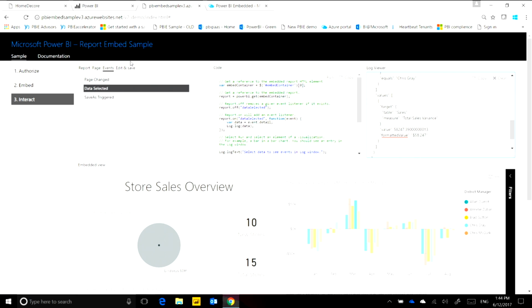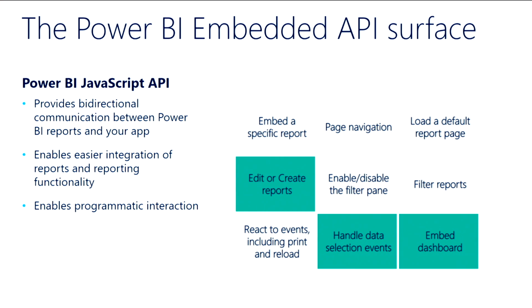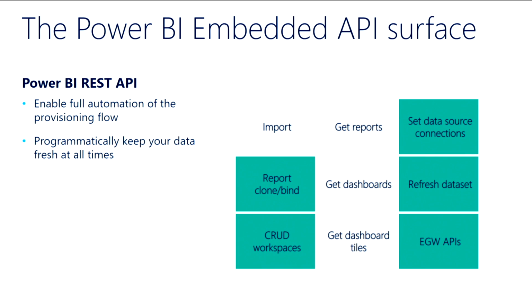Let's go back. We don't have much time, only 5 minutes. So let's go back to the slides to make sure we cover everything that we wanted to cover. I'll go through this really quickly. This is the JavaScript APIs. The ones in green are the new APIs that we released. This is the self-service capabilities of editing and creating reports, data selection events that we just demoed, and the embed dashboards and tiles, of course. With the REST APIs, we have report cloning and binding, as I mentioned earlier in the slides. We have the CRUD, the create, update, delete workspaces APIs.